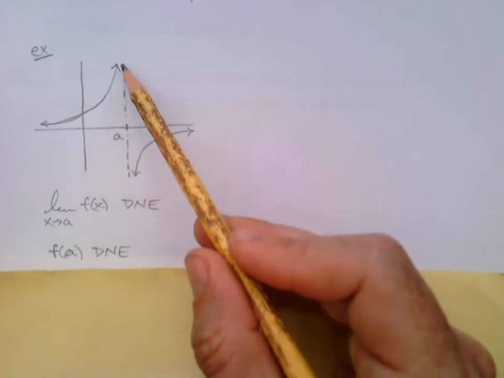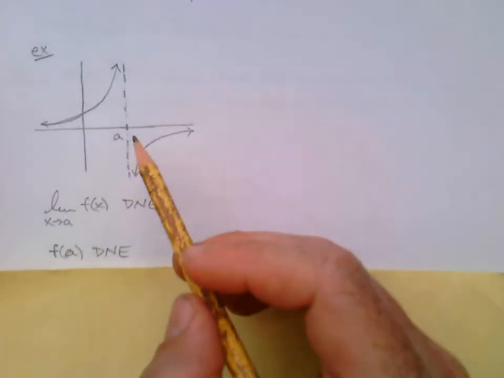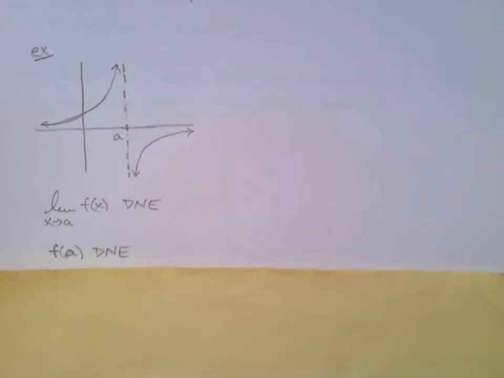The limit doesn't exist because the left and the right sides are going to different places. And certainly f of a doesn't exist. It's undefined because that's where the asymptote occurs. So certainly this is not continuous. You can't have the limit equals f of a. That doesn't work. So what do we call this type? That is an infinite discontinuity.